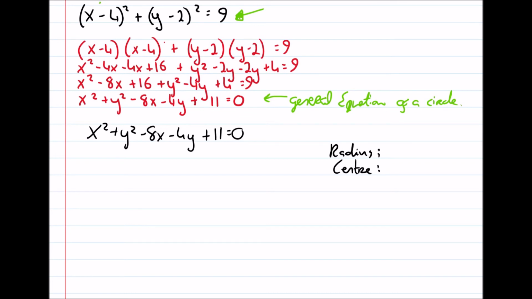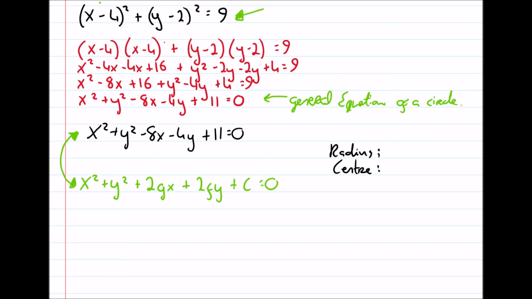First thing though, just want to look at what the logbook would say. The logbook would say the general equation of a circle is in this form: x squared plus y squared plus 2gx plus 2fy plus c equals 0. Okay, and this is in that form. They're both in that form.